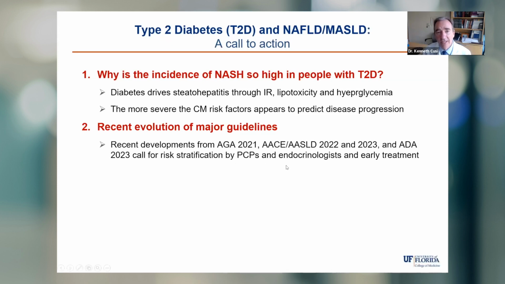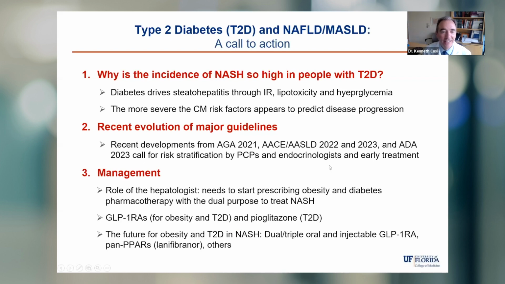I share with you the guidelines. This is something you've been doing for a long time, but for those who are in multidisciplinary teams, please share with my peer endocrinologists and primary care doctors. And again, I hope the hepatologists start prescribing GLP-1s and pioglitazone and not let your patients drift into cirrhosis untreated.